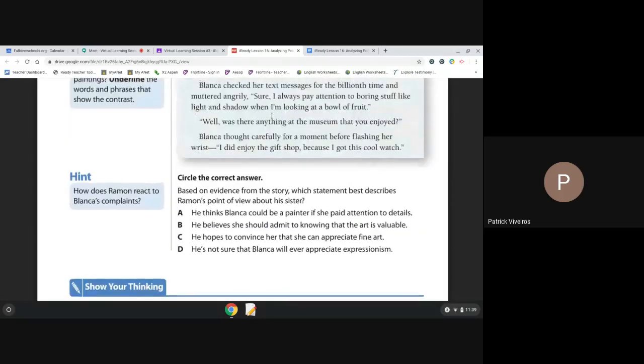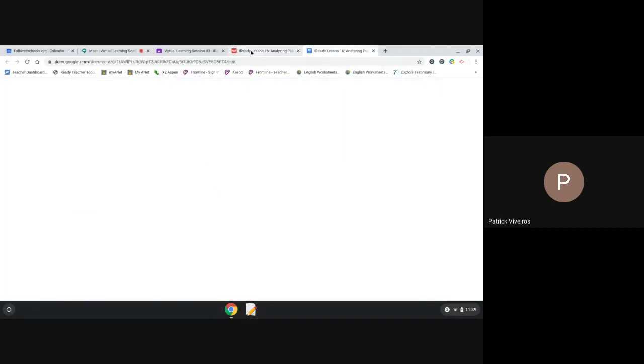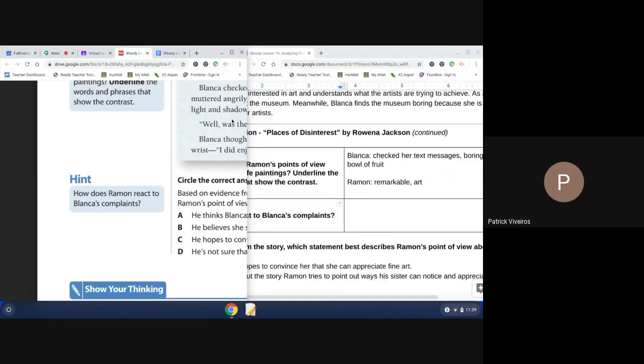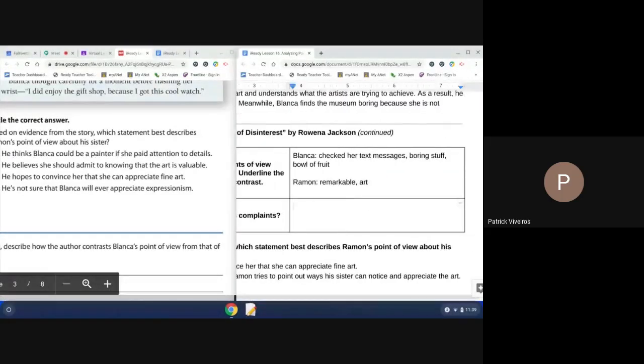It's a female, right? So how does Ramon react to Blanca's complaints? So if we go back to the text, okay, he asked if there was anything at the museum that she did enjoy. Okay, so he does not seem to give up when she complains about the stuff being boring. Oops, I went to the wrong window. So again, he keeps pestering her, or getting her to say something positive about their trip to the art museum. You know, so I'd very much describe his actions as being relentless. Okay. He keeps trying to convince her that there was at least something enjoyable about the trip to the art museum.